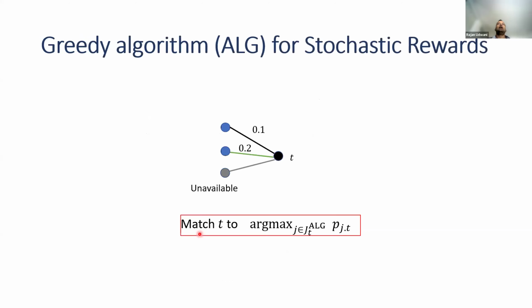Good. Okay. All right. So the greedy algorithm for stochastic rewards just does the following. At each arrival, it looks at the set of resources that are available. So this gray one is unavailable. These two are available. I'll match T to the resource that has the higher expected reward, higher probability p_JT. That's the greedy algorithm. So this J_ALG(T), just to remind you, is the set of all resources that are available at T in ALG. From those, pick the one that has the highest expected reward.